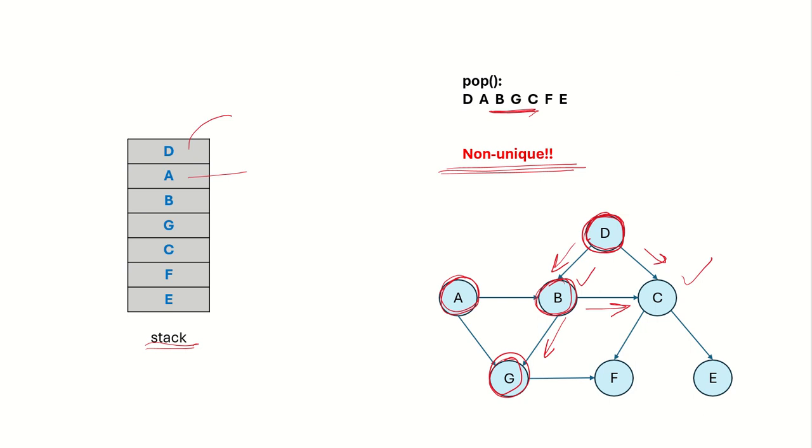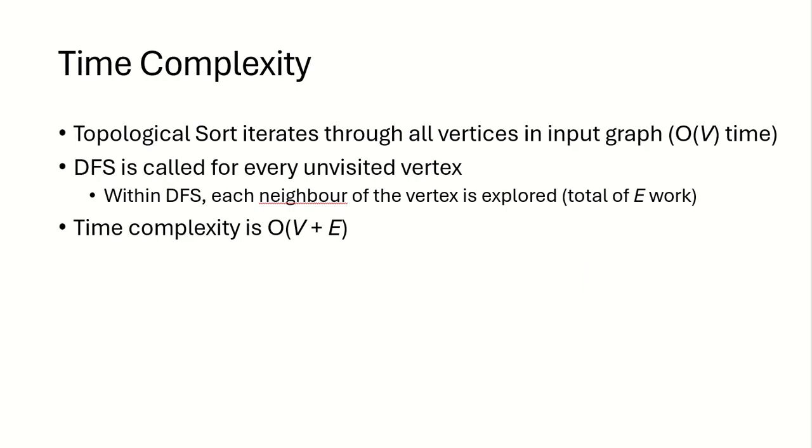C has to come before F and E. Yes, we see that C is coming before F and E. G has to come before F. Yes, G is coming before F. So we see over here that in our topological sorting, all the edges have been taken care of and all the vertices which have dependency on other vertices, they have also come in the correct order.